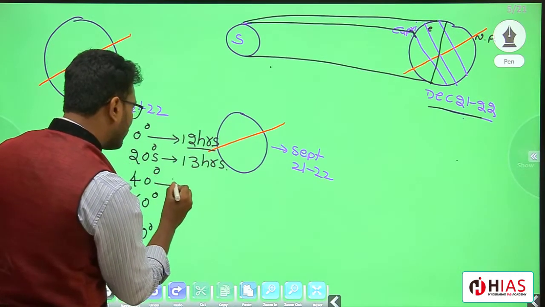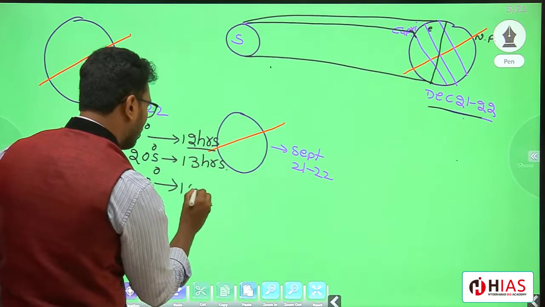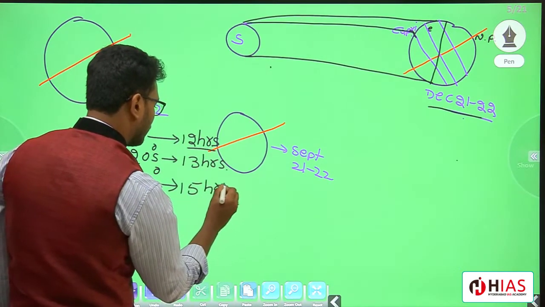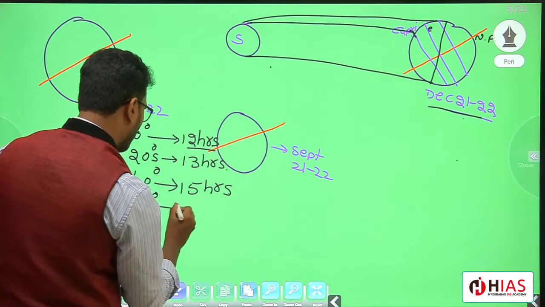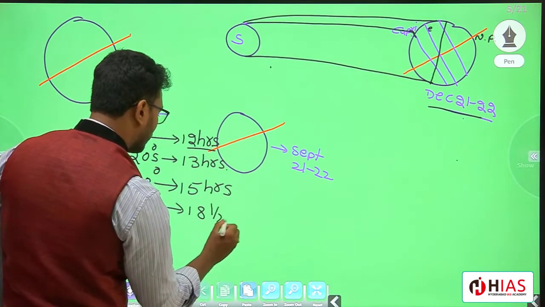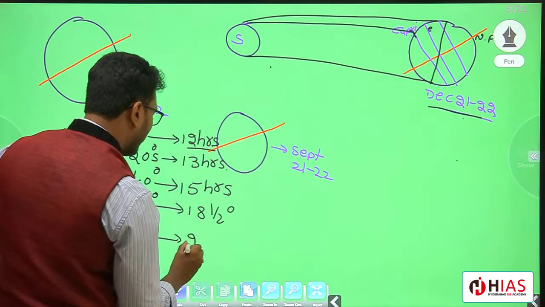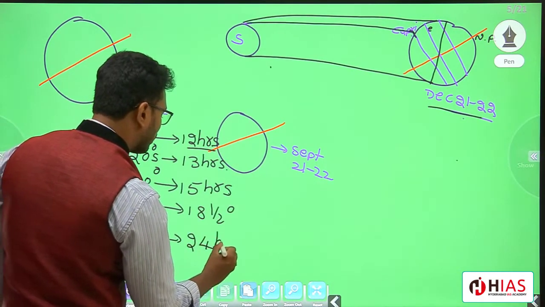Similarly, if you take the example of 40 degrees, the length of duration at 40 degrees will be 15 hours. Similarly, at 60 degrees, that is around 18 and a half hours. And at 90 degrees south, you can experience 24 hours of daylight.